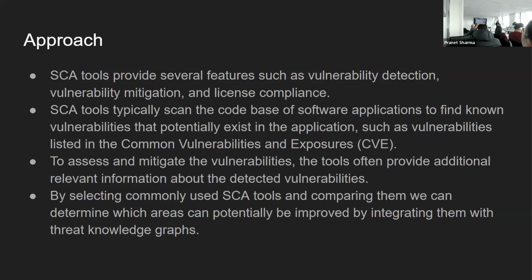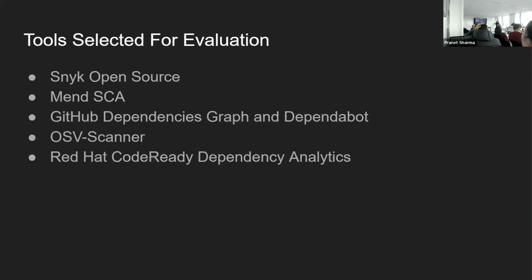By selecting and looking at the commonly used SCA tools in industry, we wanted to determine which areas can potentially be improved by integrating them with threat knowledge graphs. The tools that we selected for evaluation were Snyk Open Source, a commercial tool provided by the company Snyk; Mend SCA, also a commercial tool, provided by a company that was formerly called WhiteSource and is now called Mend; GitHub Dependency Graph and Dependabot, available through GitHub; OSV-Scanner, an open source tool developed by Google; and Red Hat CodeReady Dependency Analytics, a tool developed by Red Hat.